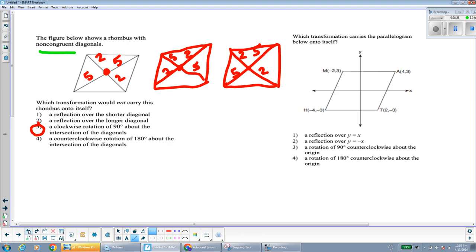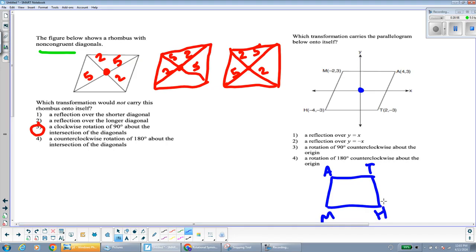A 90 degrees counterclockwise rotation about the origin. So here's the origin. 90 degrees counterclockwise. And let me try to draw it underneath. So imagine this moving up. Once again, I'm not a good artist, but A would go here, T would go here, M would go here, and H would go here. So as you can see, this wouldn't carry it onto itself.